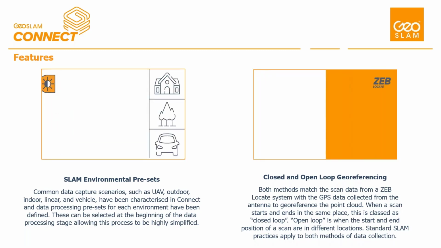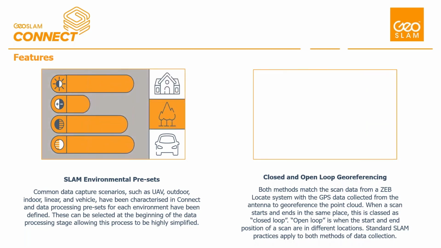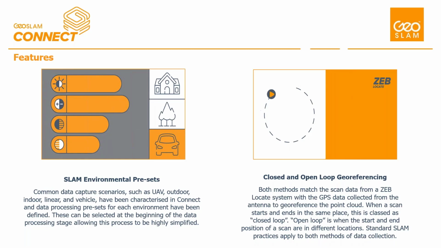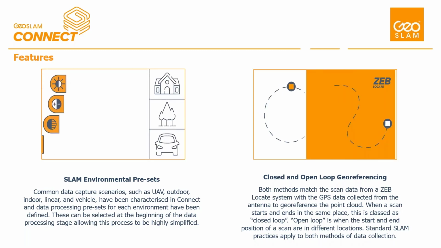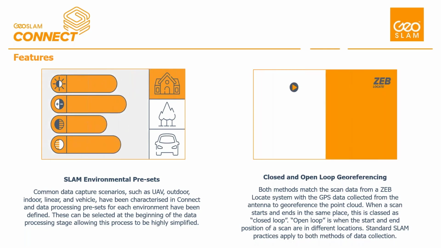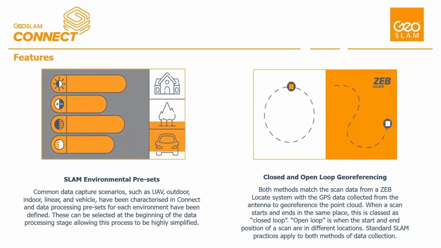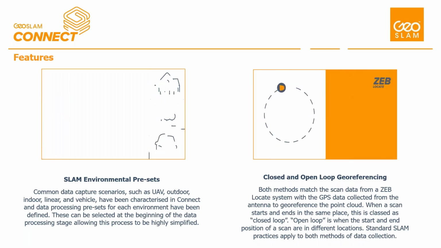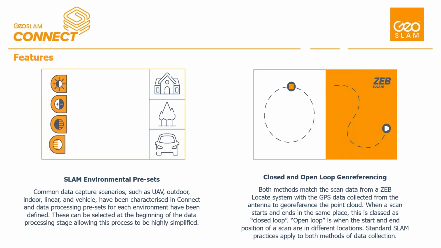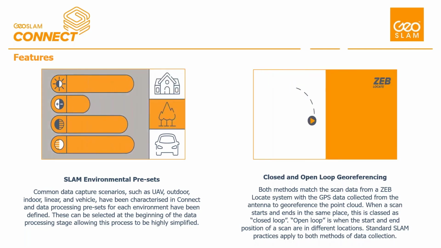So going on to the default workflows that we have, closed and open loop georeferencing. So this is almost a rebrand of the ZebLocate data. So using data from our ZebLocate system, you're able to do closed and open loop georeferencing, where we match the GPS data collected from your receiver to the trajectory of your system.